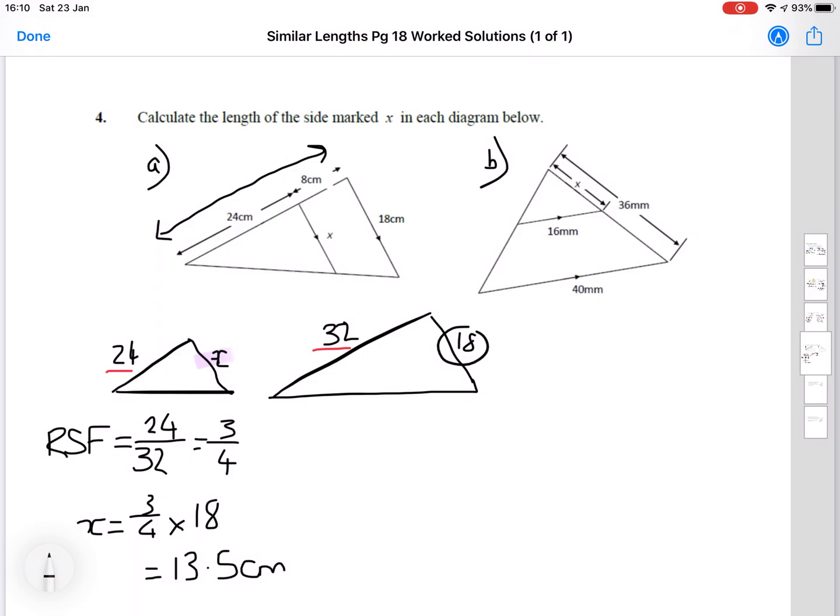Okay, for B, we have a similar idea. We have two triangles, one on top of the other. So if we separate out our triangles, we have our smaller and our larger. On the smaller one, we have X and we have 16. On the larger one, we have 36 down the side and 40 at the bottom.